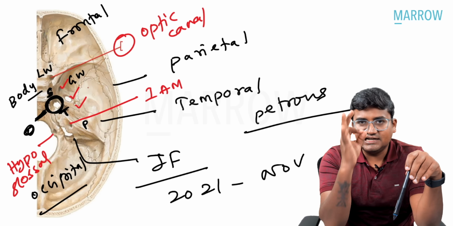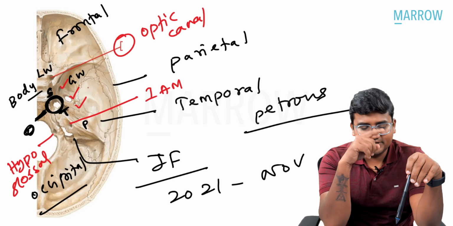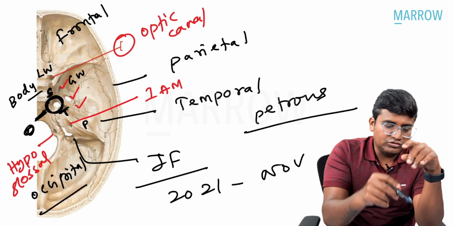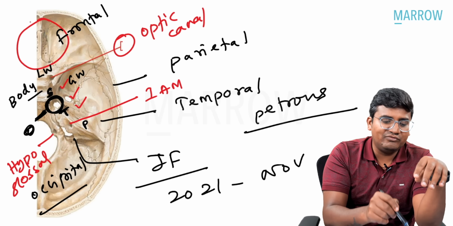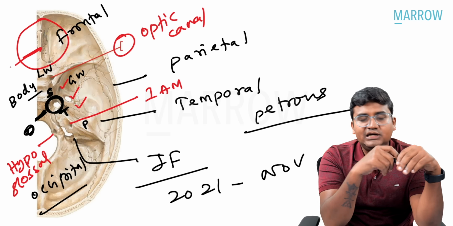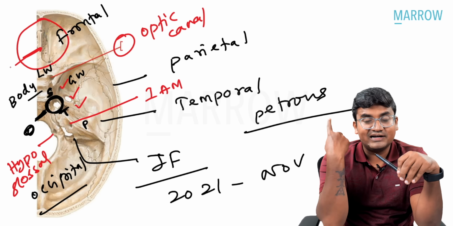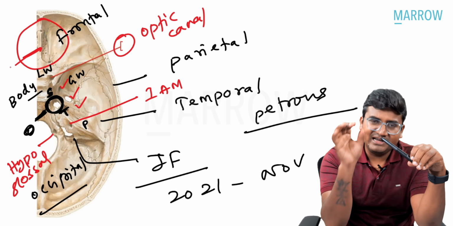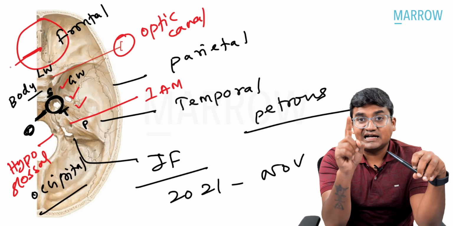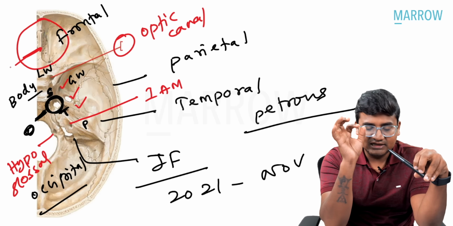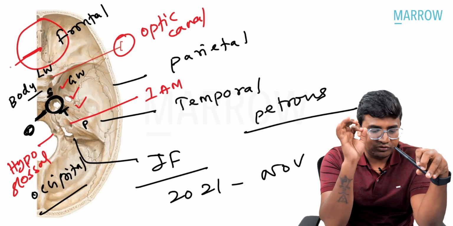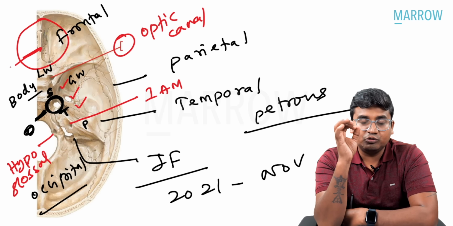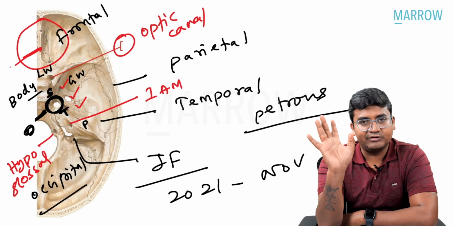See, in INI-CET definitely one question will be there from the skull base foramen. In 2021, in the May exam, we got the question about the cribriform plate of ethmoid, intracranial spread of COVID through which of the following foramen. Every year, they are asking one question from the cranial cavity, skull base foramen. Again in 2022 November INI-CET, you will get one question for sure from the foramen.